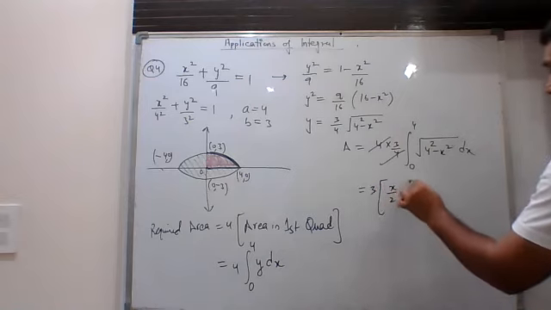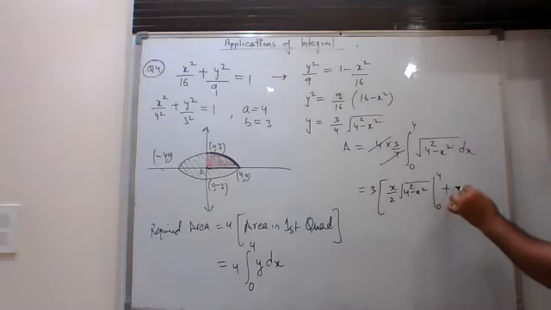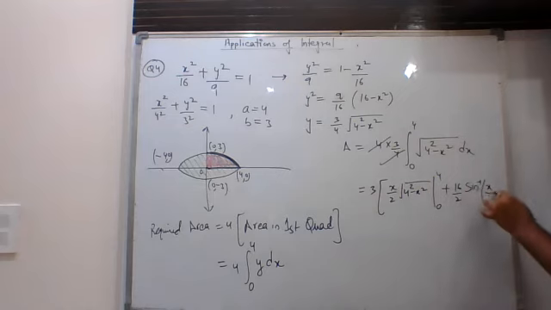So let us apply that formula. It will be x by 2 times the square root of 4 square minus x square, plus a square, that is 16, upon 2 times sine inverse of x upon 4, with limits running from 0 to 4. Right? Now after this we have to substitute the limits.